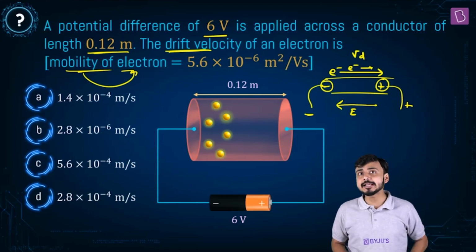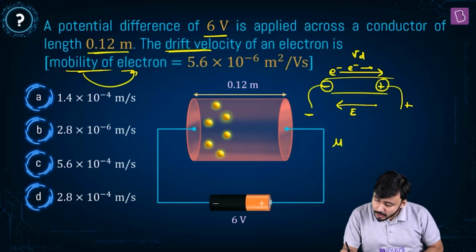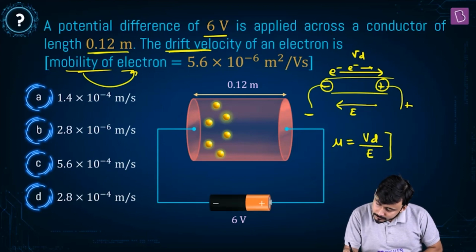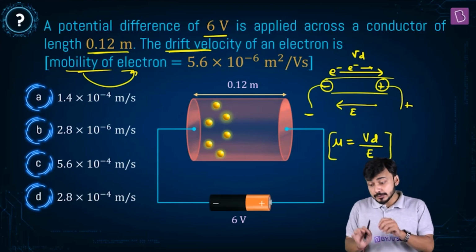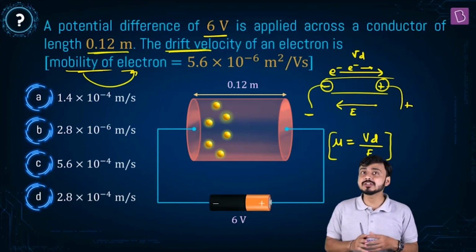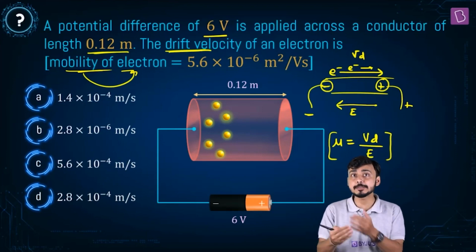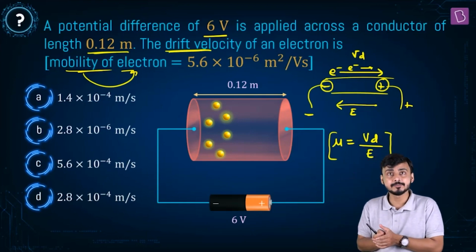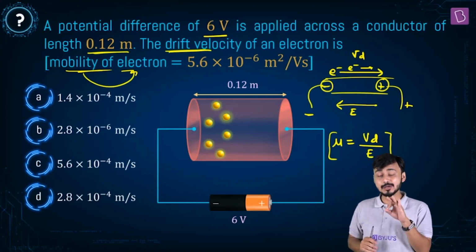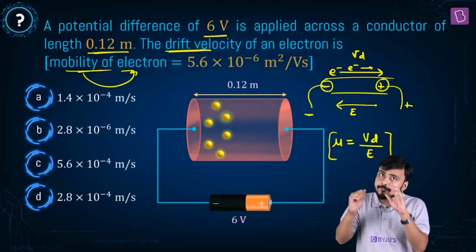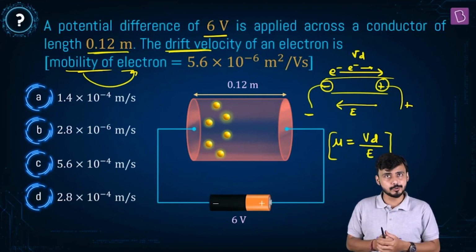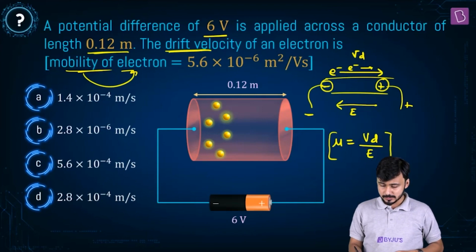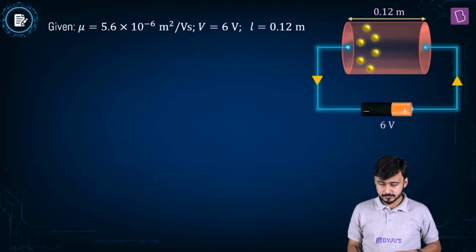Then what is the mobility defined as? The mobility of the electron here is defined as drift velocity per unit electric field, right? So if you know this relation, that mobility mu is equal to drift velocity per unit electric field, that is Vd by E, then of course the problem is simple to you. Okay, let's look into the discussion.